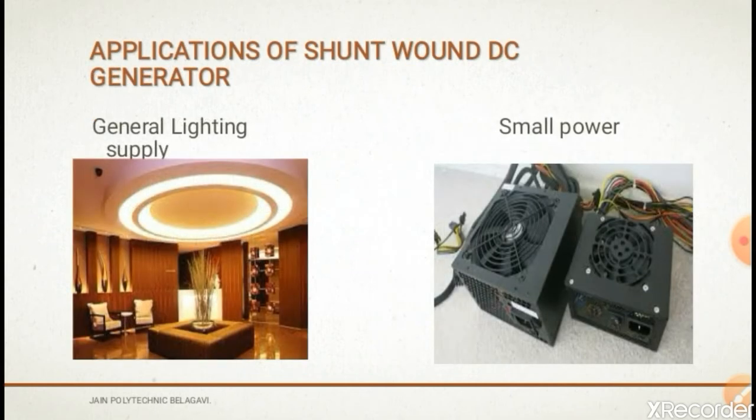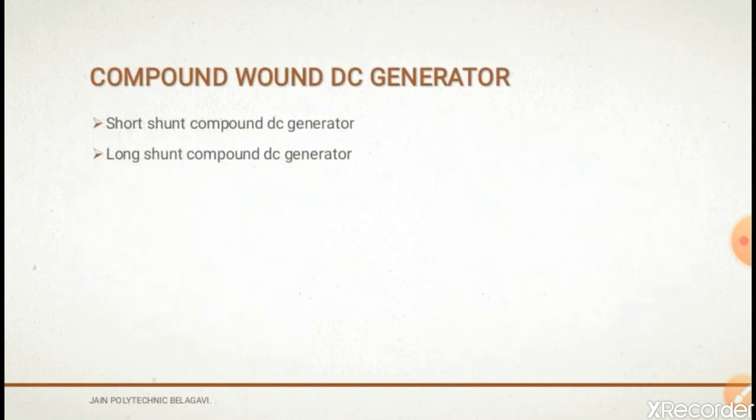The next one is the applications of shunt wound DC generator. It is used in general lighting supply and small power applications. The next one is the compound wound DC generator. As we know, there are two connection types, either series or parallel. In a compound wound DC generator, both combinations are used, and these are again classified into two types: short shunt compound generator and long shunt compound generator. We will see them one by one.